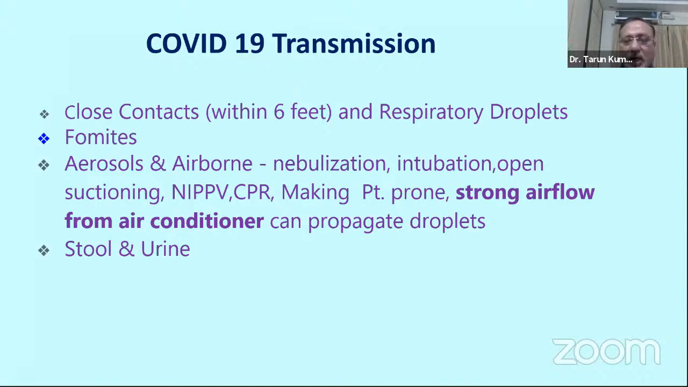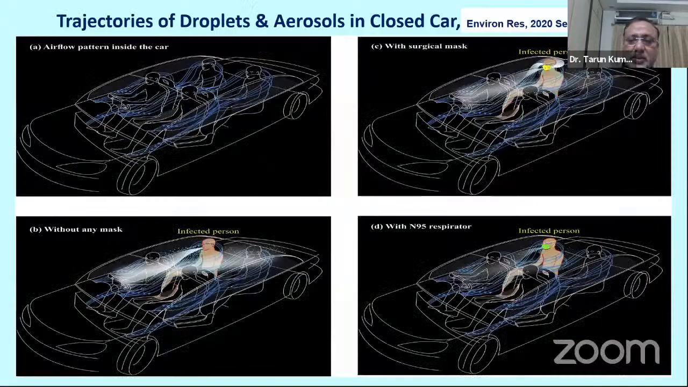Now here, I just wanted to point out that when a person travels in a car, it is important to keep the windows of the car open to prevent the spread of the virus to the other co-passenger or the driver. Now, this slide shows the trajectories of droplet and aerosol infection in a closed car. As you can see, the airflow pattern inside the car is like this. And if a person is infected and has COVID, other persons in a closed car have a very high risk of getting the infection.